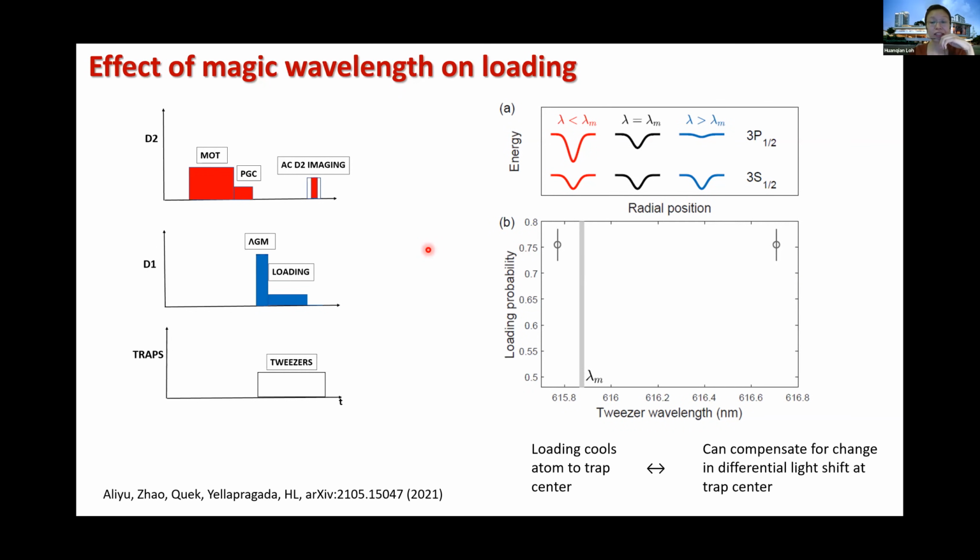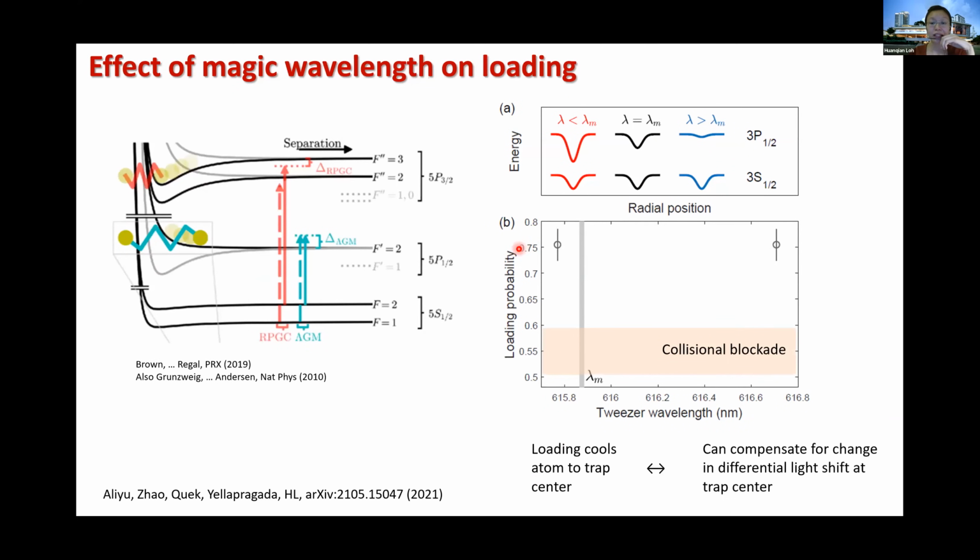And what we find is that as long as we're able to compensate for the change in the differential stark shift at the trap center, we are still able to load with relatively high probability. So the ability to compensate for this change tells us that the loading cools the atom really just to the trap center. And so this is working quite well for us.